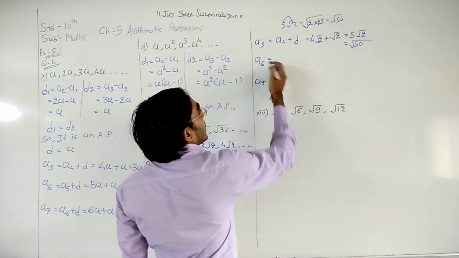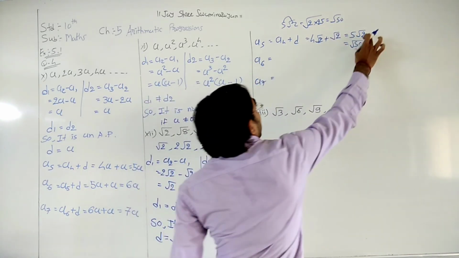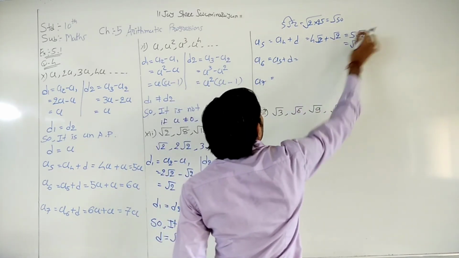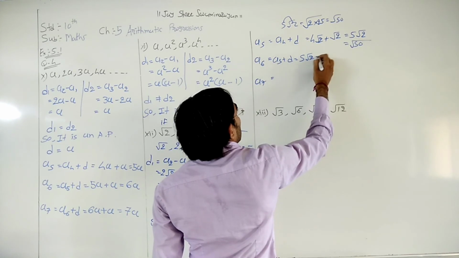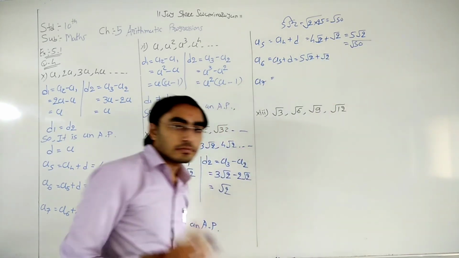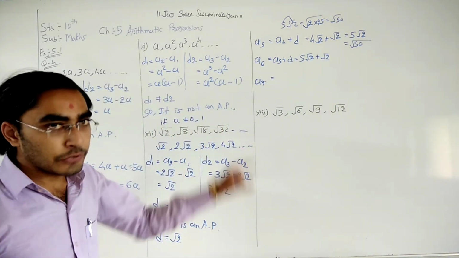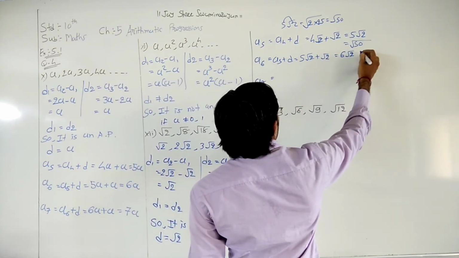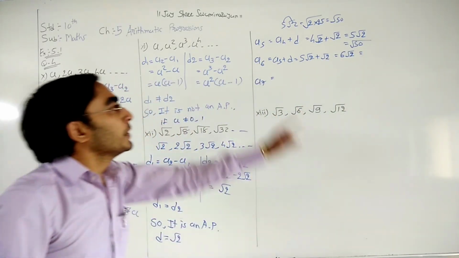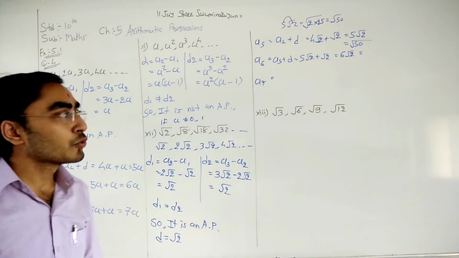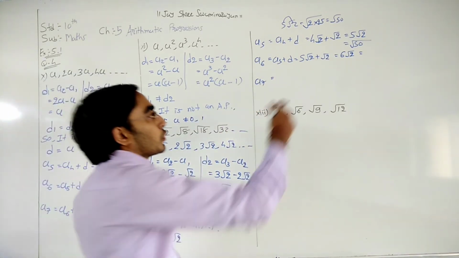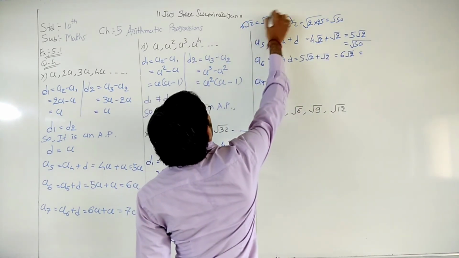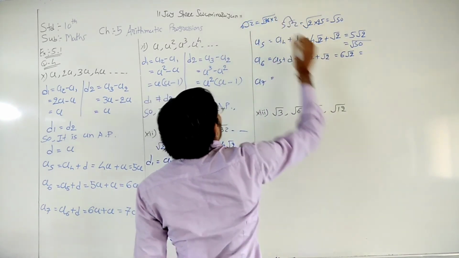In a similar way, we can find a6, a5 plus d. But first of all, consider this value 5 under root 2 plus under root 2. So 5 under root 2 plus under root 2 is 6 under root 2. Okay? Now if we want to convert 6 under root 2 like this, we transfer this 6 into the under root, so it becomes 36, and into 2 it is 72.